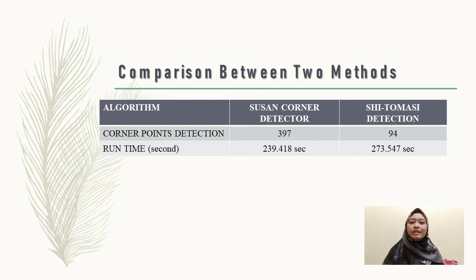Lastly, this study compared these two methods in terms of how many corner points were detected in the image and the runtime to get the result of corner points. The result showed that SUSAN detector detected 397 corner points in the image with a runtime of 239.418 seconds. Shi-Tomasi detected 97 corner points with 273.547 seconds.